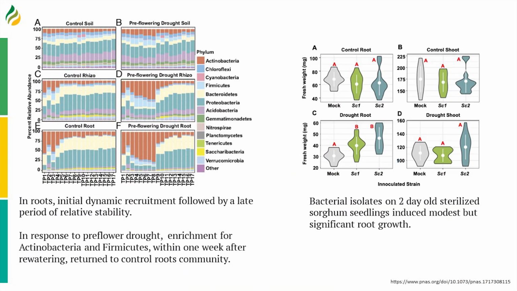So what they did was they isolated these bacteria, and they put them on germ-free sorghum seedlings, and they wanted to see if it would affect their response to drought. In control soils, it really didn't make a difference, as you can see in the top panel. But on the bottom panel, in drought roots and shoots, you saw a modest but significant increase, at least in the root growth, by inoculating with these actinobacteria and firmicutes.